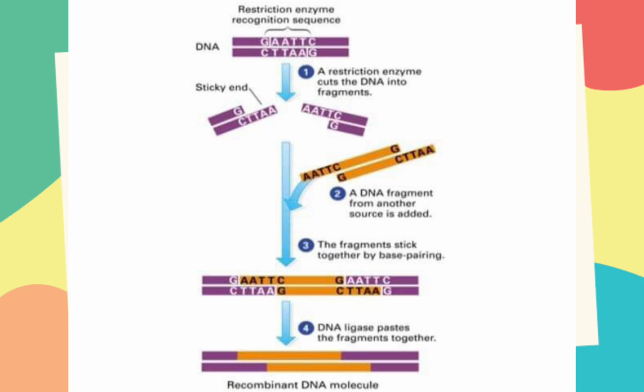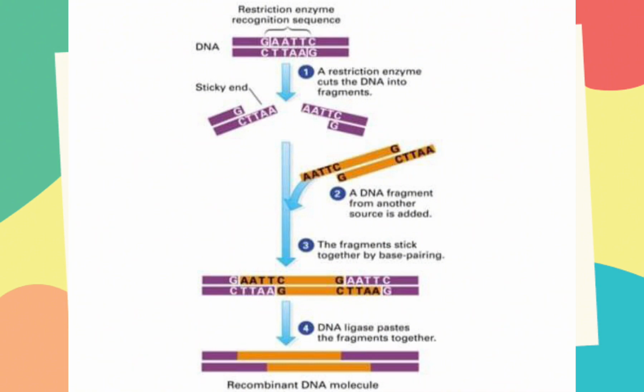A DNA fragment from another source is added. When DNA fragments from another source are added, it often involves using a technique called DNA ligation to join these fragments with a vector, such as a plasmid. DNA ligation is a process where the DNA fragments are covalently linked together. Firstly, the DNA fragments, which may include a gene of interest or specific sequences, are typically generated through a process like PCR, polymerase chain reaction, or obtained from another source.